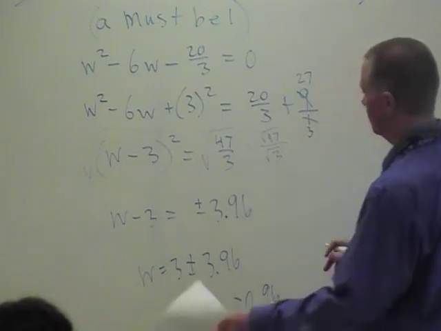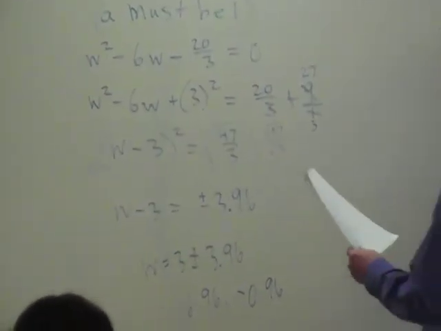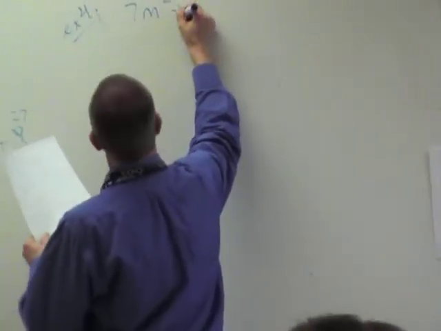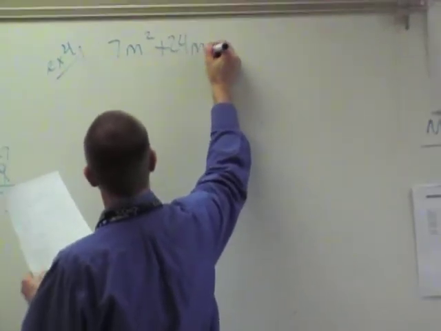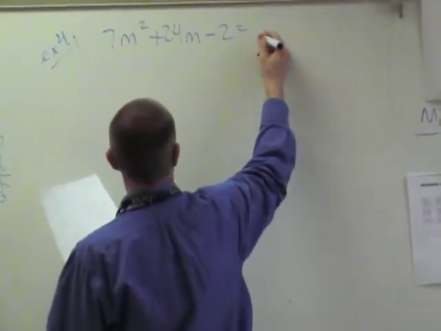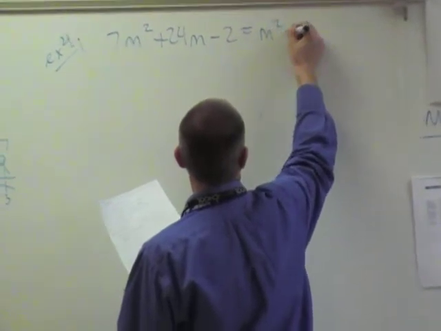All right, everybody try this one. 7m squared plus 24m minus 2 equals m squared minus 9.